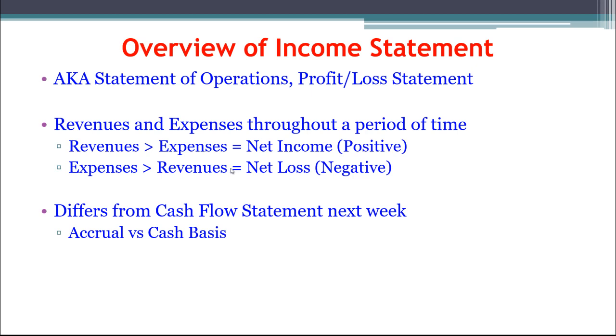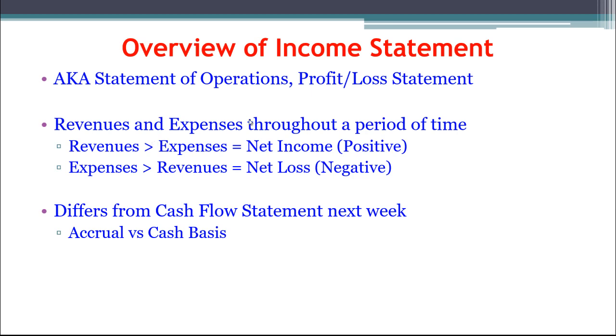So the purpose of this income statement is to show the revenues and the expenses of a company throughout a period of time, whether that be a month, a quarter, or a year. Now the idea here, most companies certainly are looking for profit. They want their revenues to exceed their expenses, and that gives them net income, which is a positive amount. If they had a bad year and their expenses were greater than their revenues, then that would be a negative net income, which is referred to as a net loss.